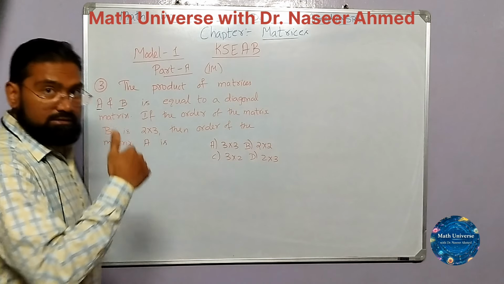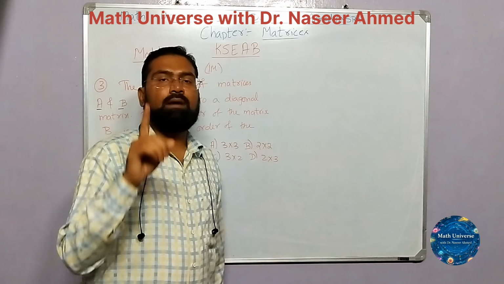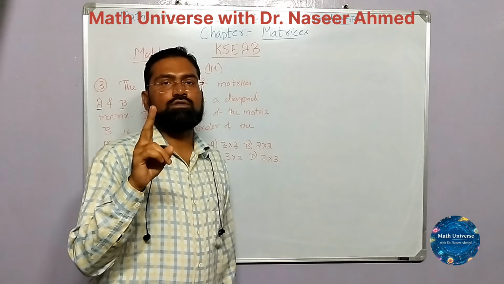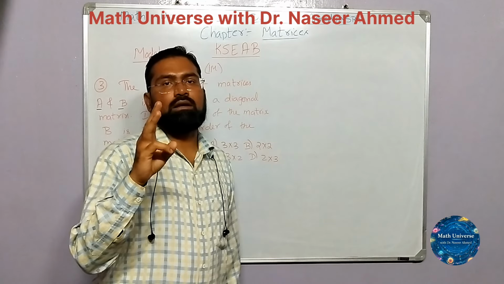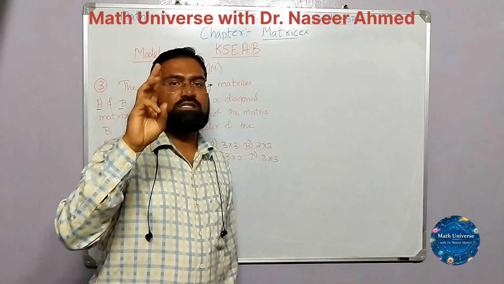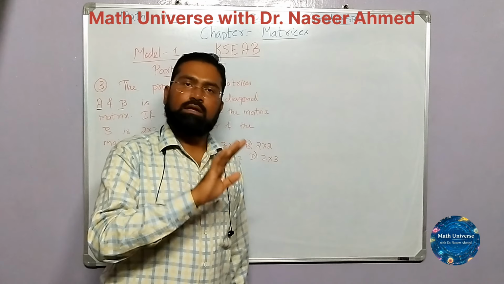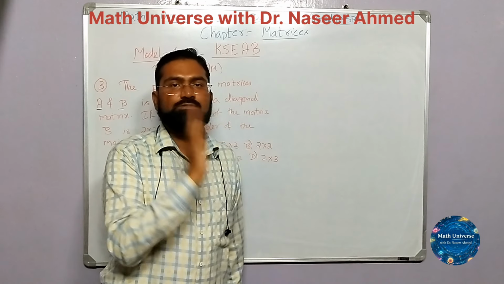If we just see the model paper, from part A we are getting 1 marker question, from part C we are getting 1 3 marker question, and from part D we are getting 1 5 marker question. So 1 plus 3 plus 5, totally 9 marks we are getting from this chapter. And in all the model papers, the same thing is followed. So now first we will complete the first model paper.